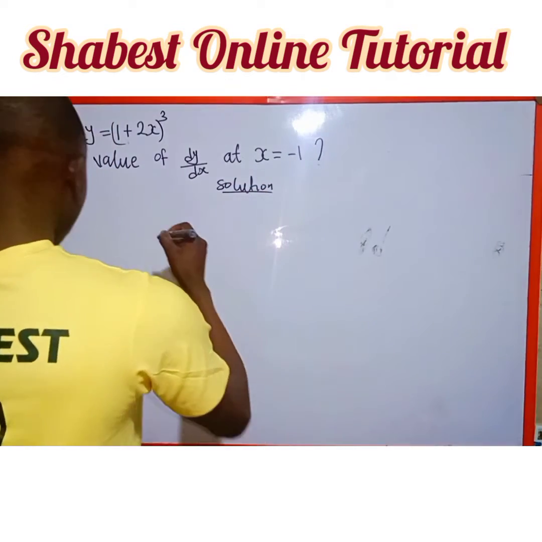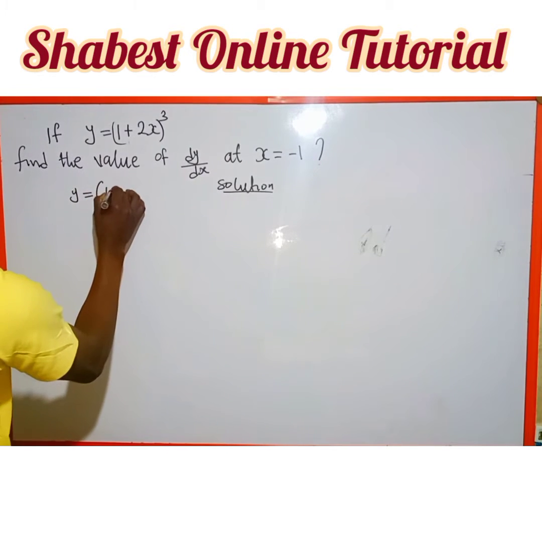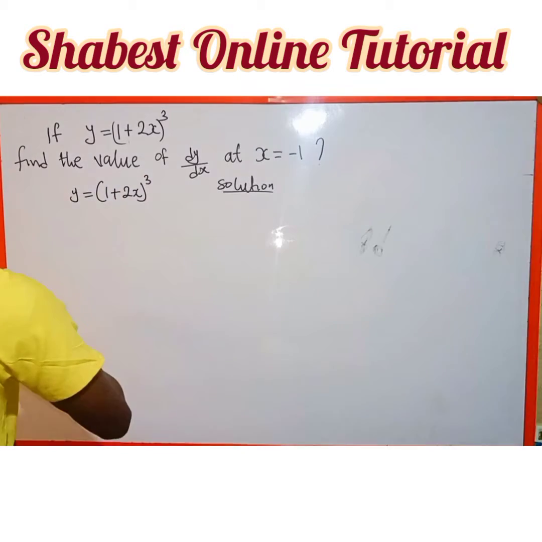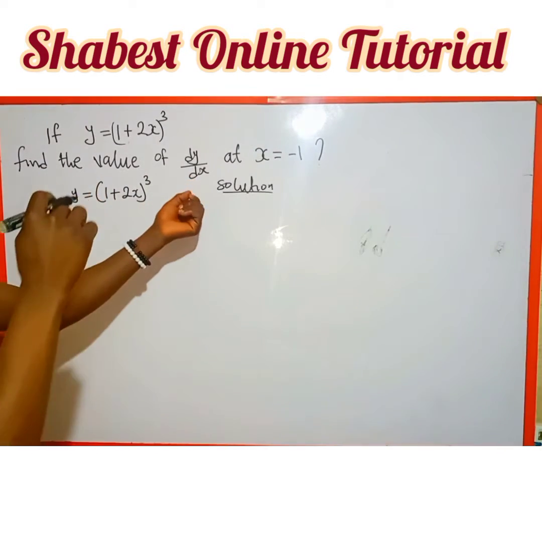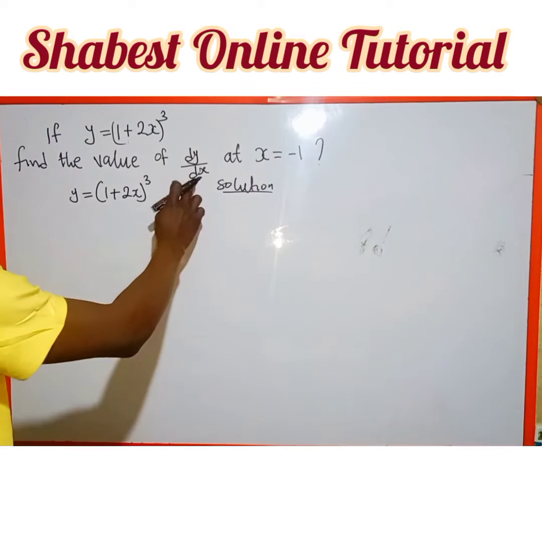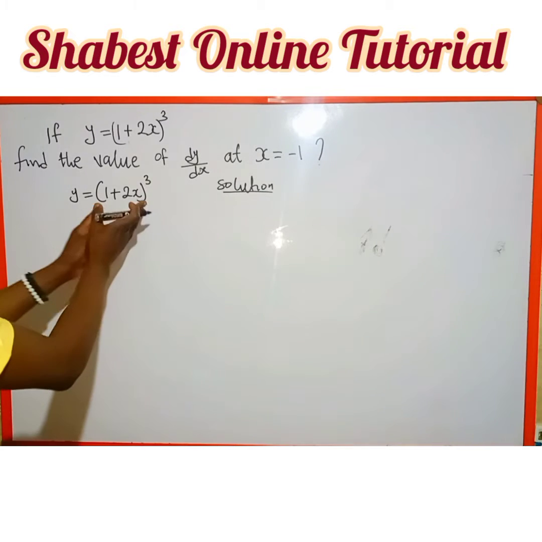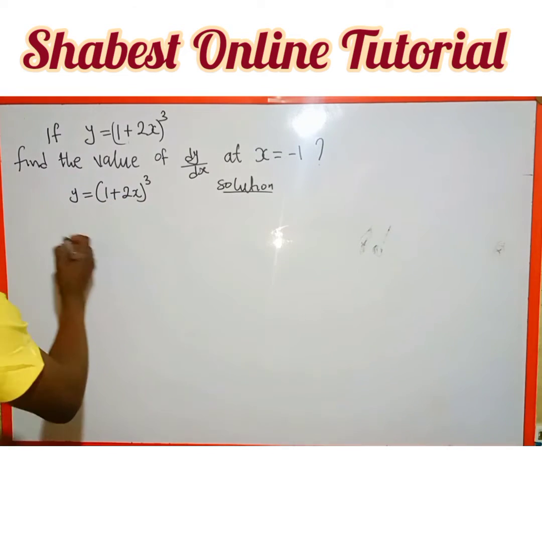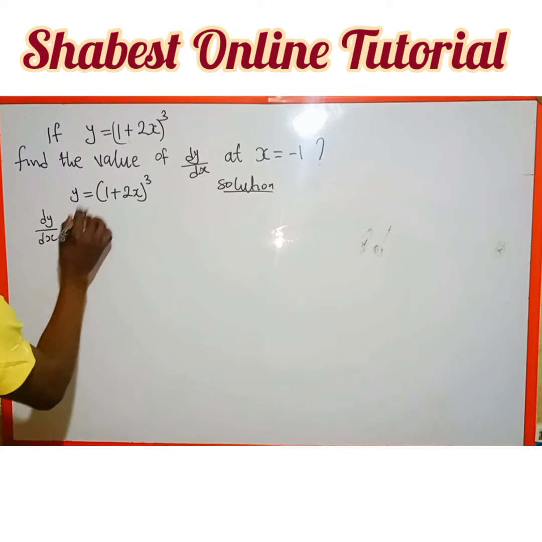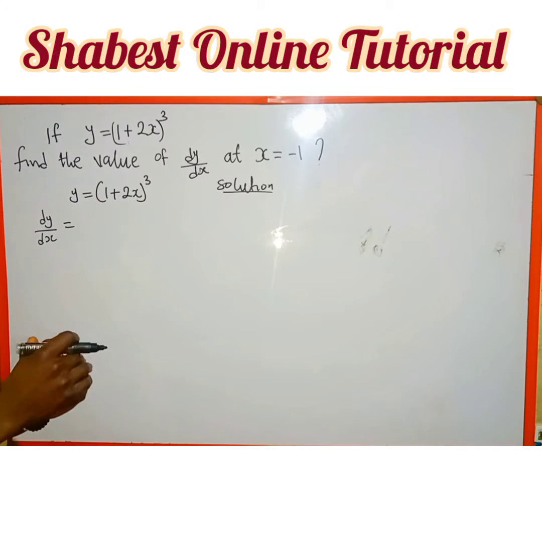So our function is given as y is equal to (1 plus 2 multiplied by s) to the power of 3. And we're asked to find dy over ds at s equals -1. Dy over ds means the first derivative of this function. So I'll differentiate this function with respect to s. If you look at this function, it has a power. This is a function of a function.